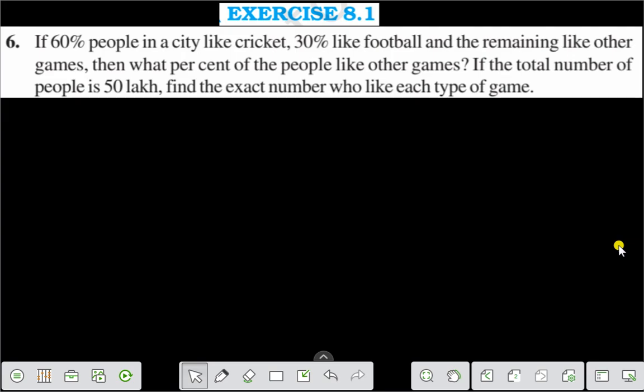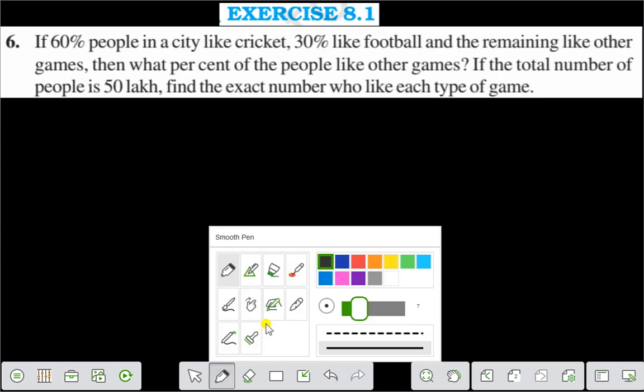If 60% of people in a city like cricket, 30% like football and the remaining like other games, then what percent of the people like other games? If the total number of people is 50 lakh, find the exact number who like each type of game. Let us solve the problem.